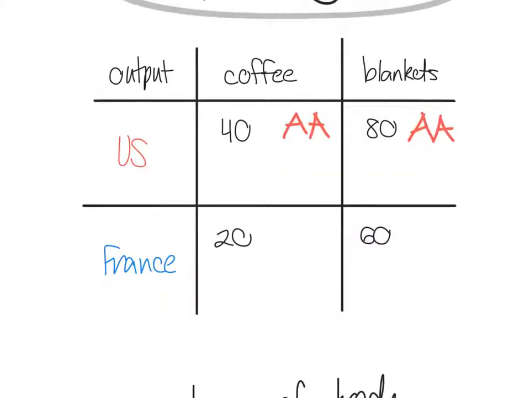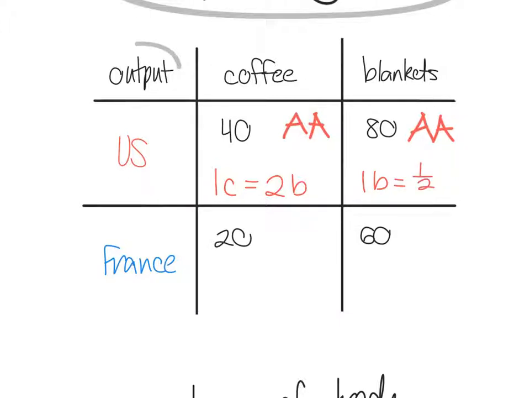Now, to find the comparative advantage, we need to figure out the opportunity cost for each product. So in the US, to produce one coffee, we lose the chance to produce 2 blankets. And to produce 1 blanket, we lose the chance to produce half a coffee.